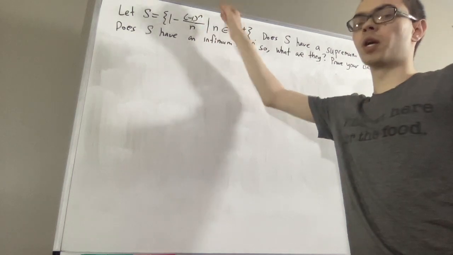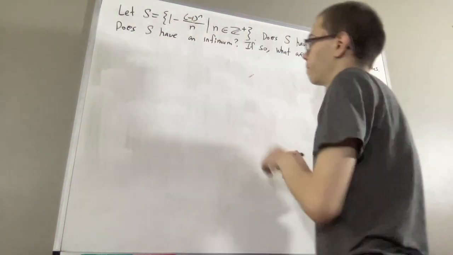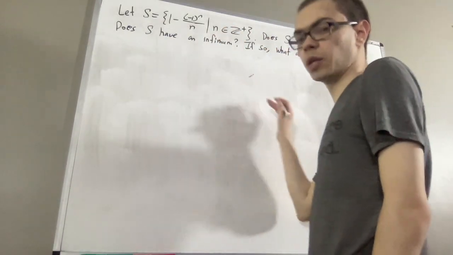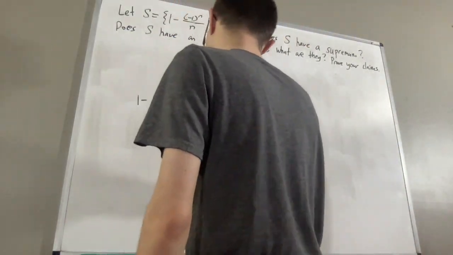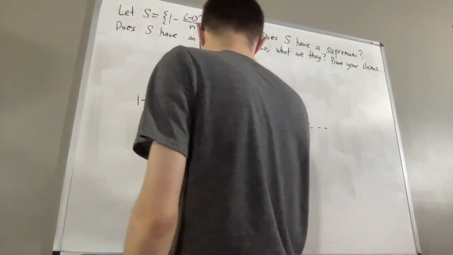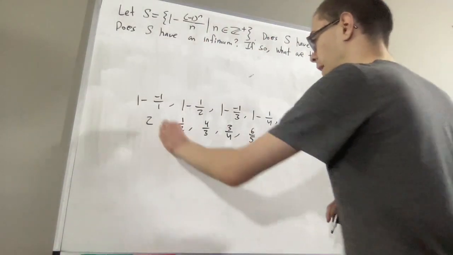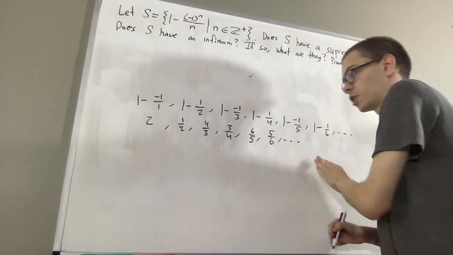to alternate between 1 and negative 1. So maybe if we write down the elements of the set, we get an idea of what's going on. So starting from n equals 1, n equals 2, n equals 3, and so on, the elements of the set are as follows. We see that we have 2, 1/2, 4/3, 3/4, 6/5, 5/6, and so on.